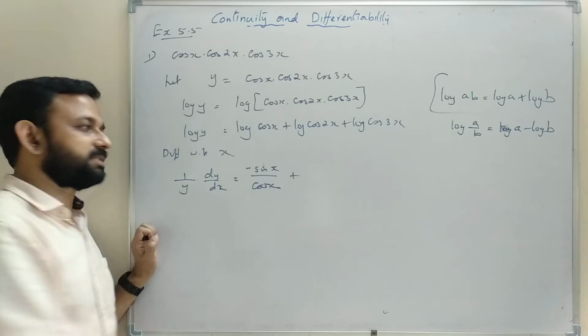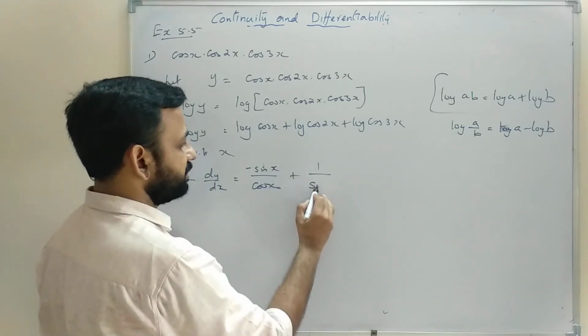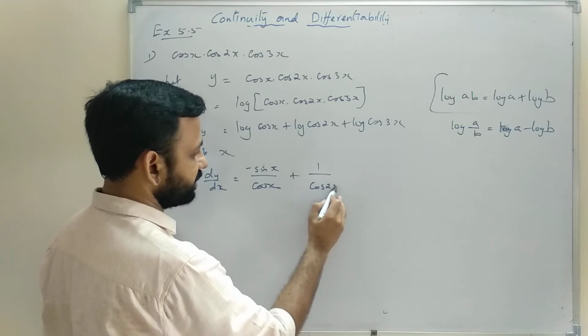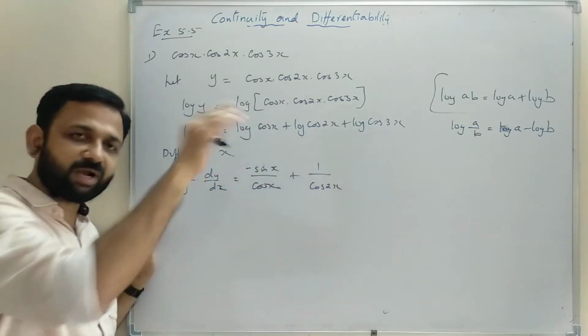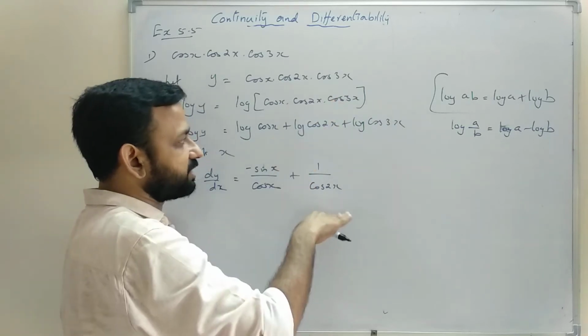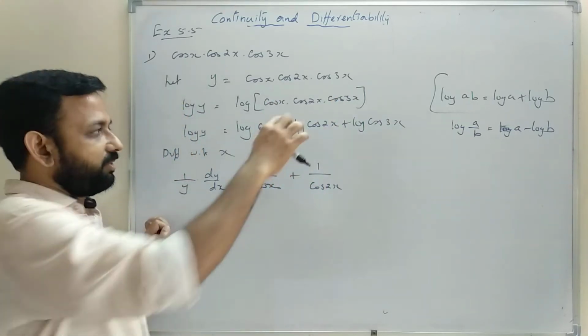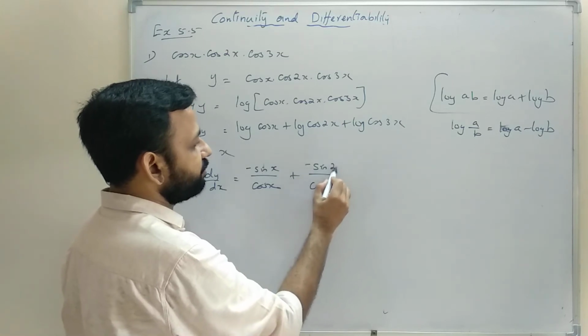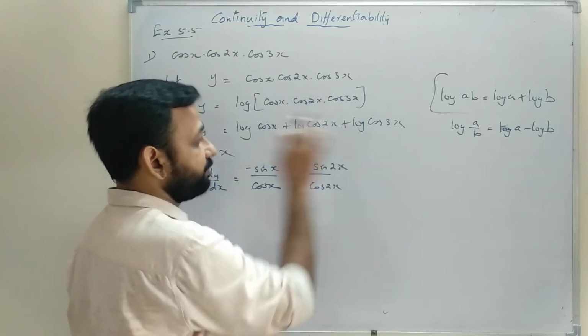derivative of log cos 2x, 1 upon cos 2x. Derivative of log x is equal to 1 upon x. So the derivative of log cos 2x is equal to 1 by cos 2x into, by chain rule, the derivative of cos 2x, that is minus sin 2x into the derivative of 2x, that is 2.